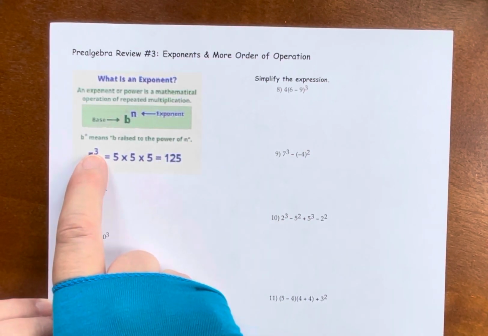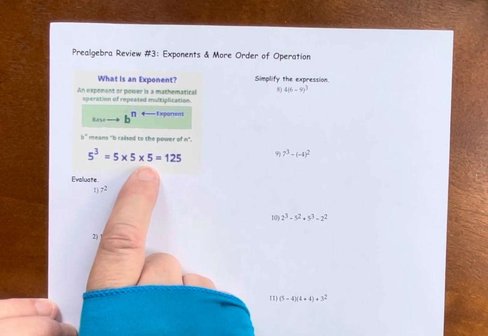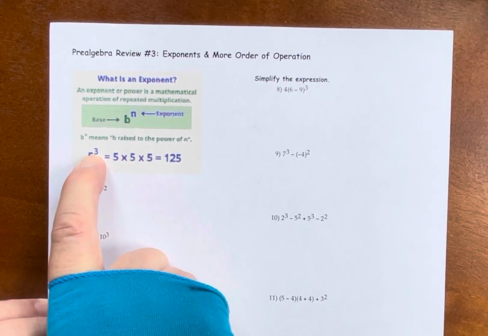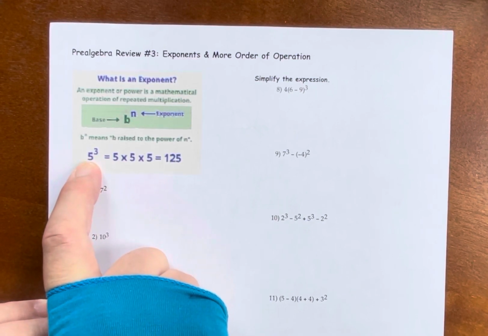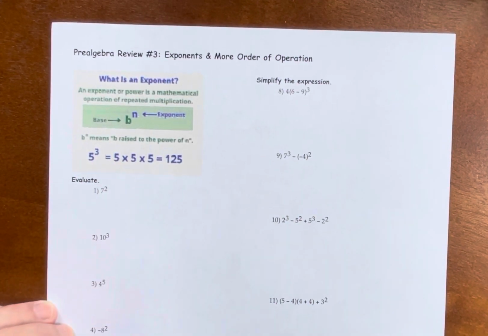So 5 to the third means that you take a 5 and you multiply 5 times itself, 5 times 5 times 5, 3 times, because the exponent tells you how many times you multiply the base together. So in that case, 5 to the third is 125.